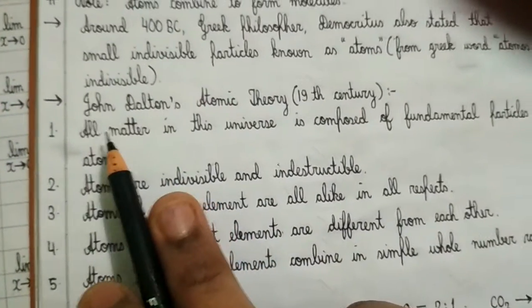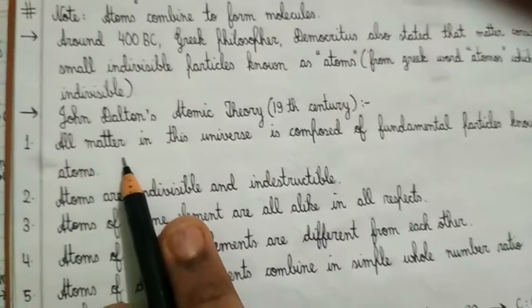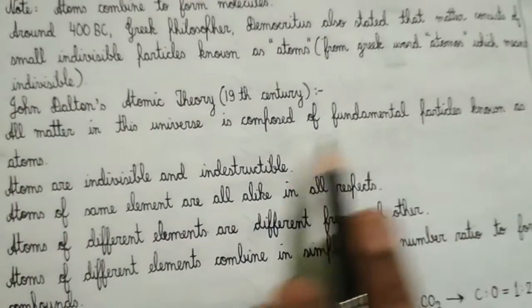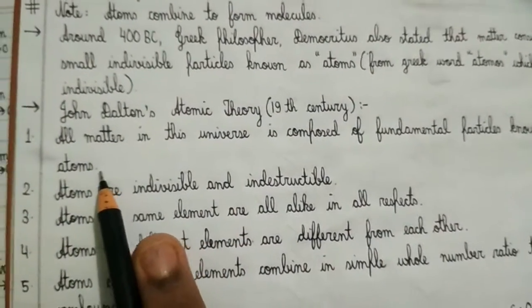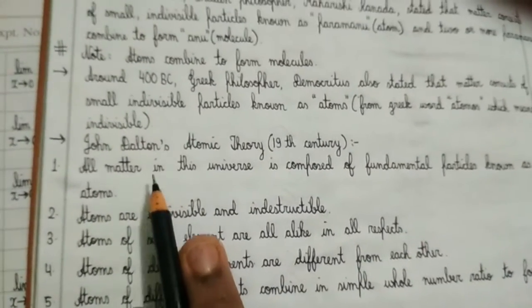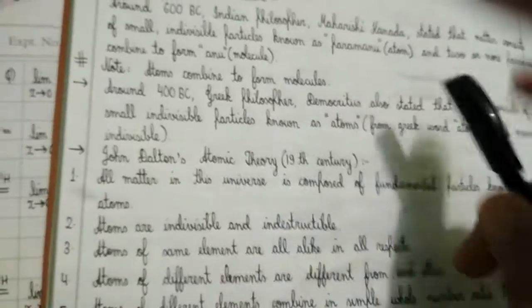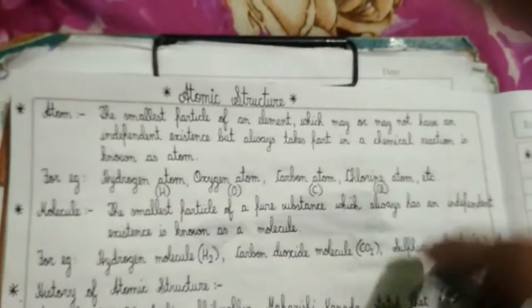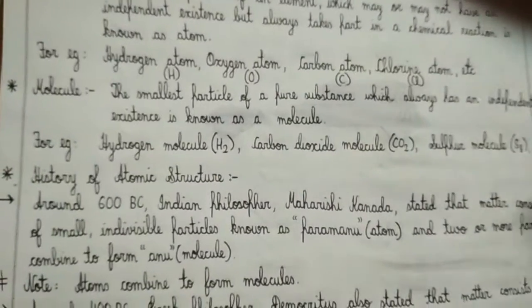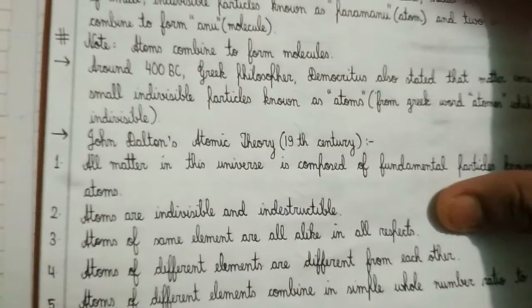Number one, it states that all matter in this universe is composed of fundamental particles which are known as atoms. All matter in this universe, whether it be this pen, or this notebook, or the clipboard beneath it, or let's suppose I take this mobile phone. Everything contains atoms. They are made up of fundamental particles known as atoms.